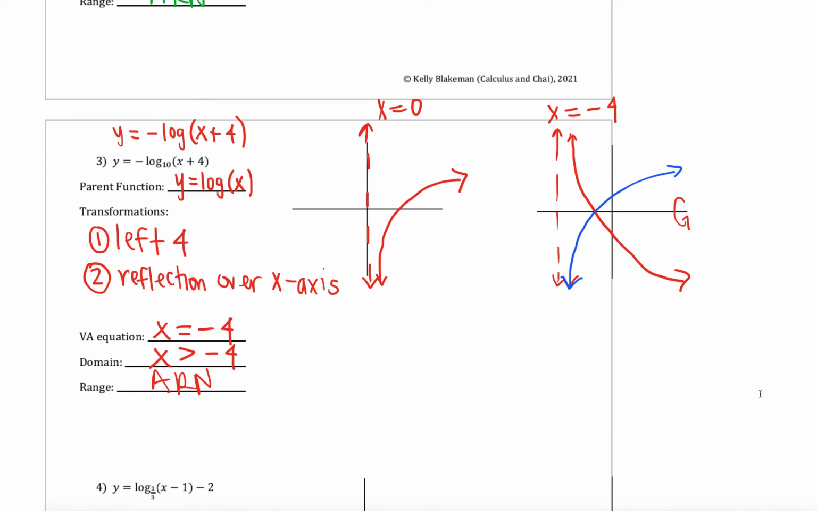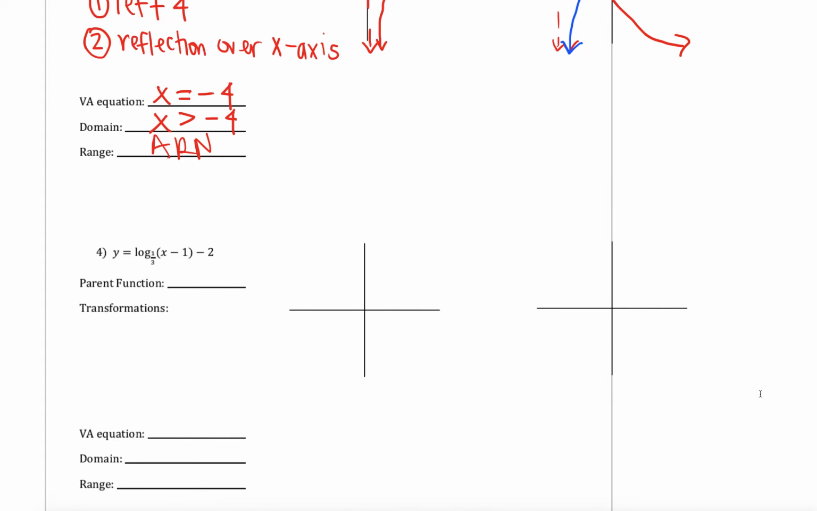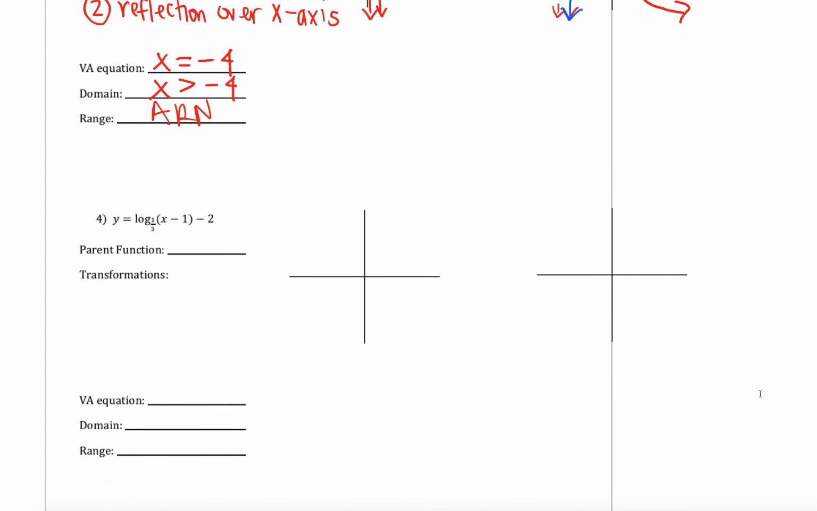We have one more example to look at, and in this example, we're going to notice that our base now is actually going to be equivalent to an exponential decay graph if we were to look at the inverse, just so we get a sense of what that graph would look like as well. So here we have y equals log base 1/3 of x minus 1 minus 2. Why don't you guys pause the video here and find your parent function and find all of your transformations.